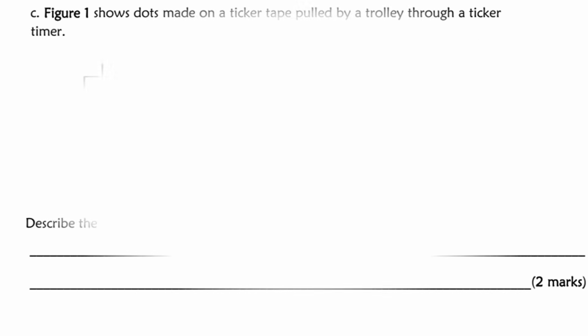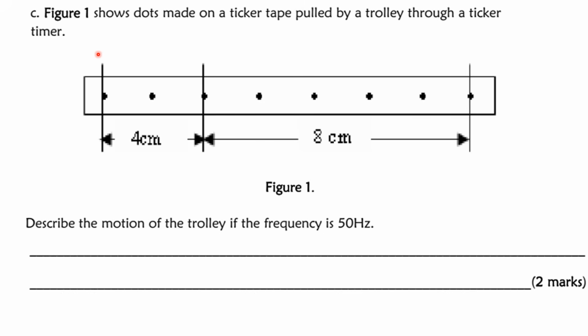Question number is about a ticker tape. This is a paper called the ticker tape. It's being pulled by a trolley through a ticker timer. So the scenario is like this. Let me show you what's going on here.